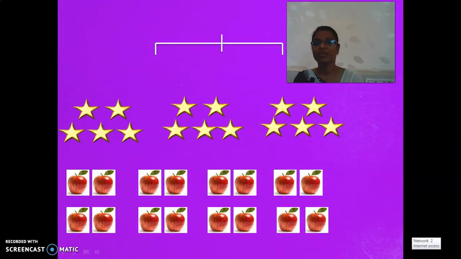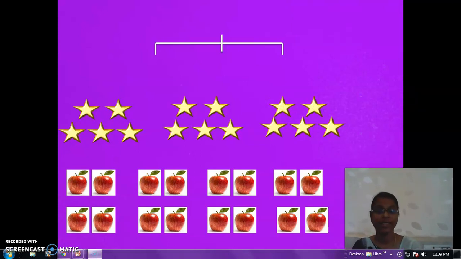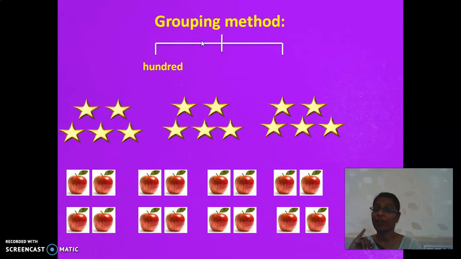Can you observe what they are? They are images. How are the images arranged? Do you have any idea? What have I done here? Yes, I have grouped them. We have already learnt the grouping method, isn't it? We have learnt the grouping method for hundreds, tens and ones.